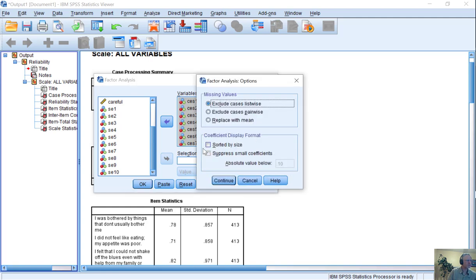I'm going to go down to options, and I'm going to sort my results by size. And I'm going to suppress small correlations. And I'm going to suppress them at 0.3.